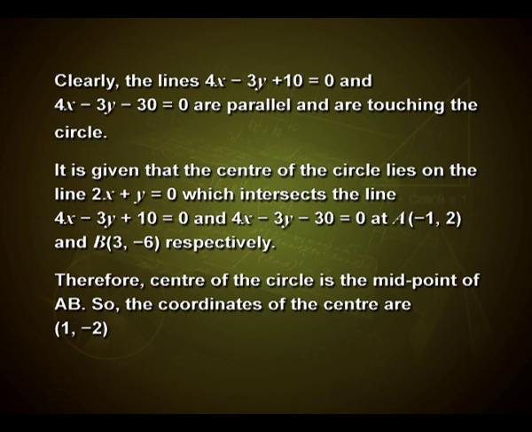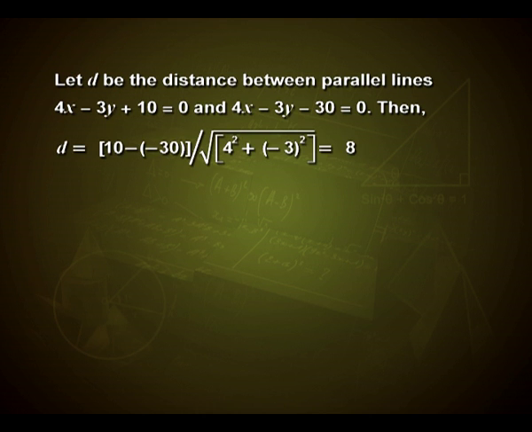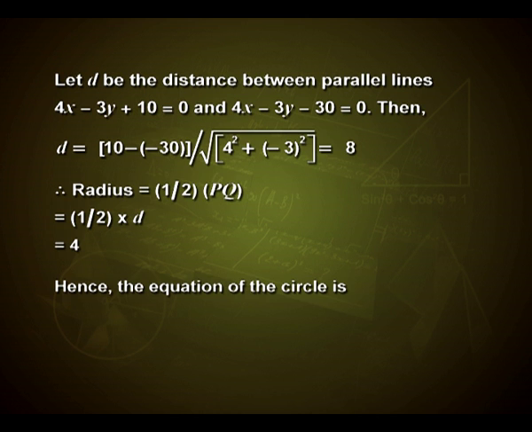Therefore, the center of the circle is the midpoint of AB. So, the coordinates of the center are 1 comma minus 2. Let D be the distance between the parallel lines 4x minus 3y plus 10 is equal to 0 and 4x minus 3y minus 30 is equal to 0. Then D is equal to (10 minus (minus 30)) upon square root of 4 square plus (minus 3) whole square, that is equal to 8. Therefore, the radius is half of PQ, that is 1 upon 2 into D, that is equal to 4. Hence, the equation of the circle is (x minus 1) whole square plus (y plus 2) whole square is equal to 4 square.